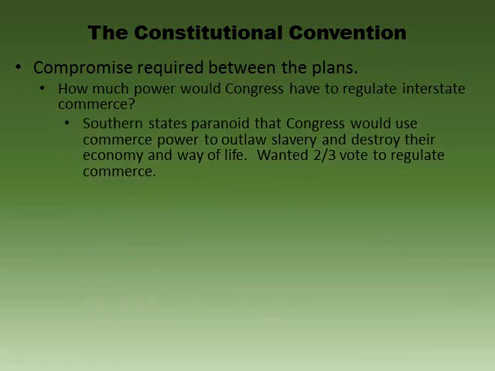The question was how much power Congress would have and how they could exercise that. This was an issue because of the southern states. They were very, very paranoid that the northern Yankees were going to use the power to regulate interstate commerce to outlaw slavery, and that would destroy the southern economy and way of life. And before the Civil War, the South was very, very paranoid about anything that threatened slavery because it was really the foundation of their economy, and also they saw it as part of their culture.